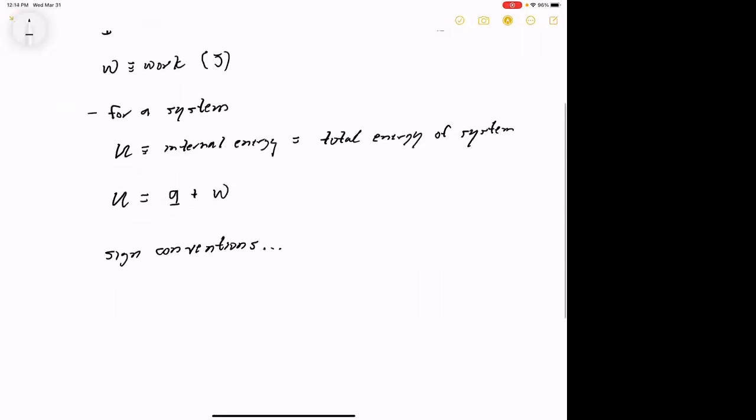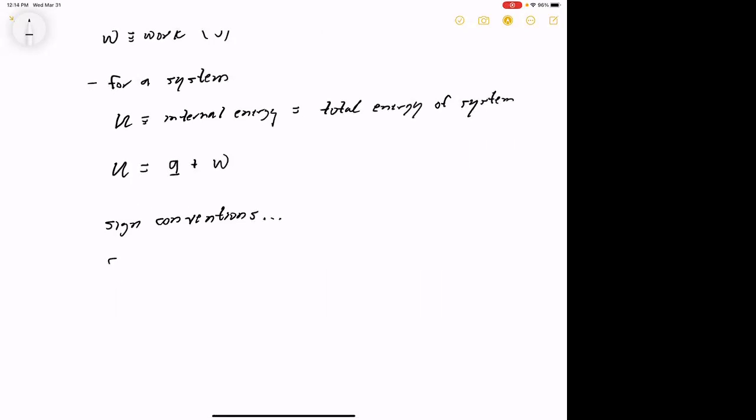All right, so here's the situation. If either Q or W is greater than 0, that means a positive value, that means I have energy entering into the system. And that makes sense, right? Because if it's a positive value, that means the internal energy U is becoming more positive. And that means now that I'm putting more energy into the system. So the system at any given time will possess more energy if that's the case.